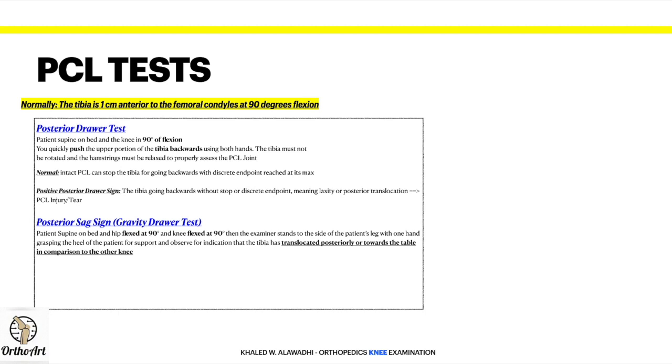Now, the posterior sag sign, or gravity drawer test, as another name for it: the patient is supine in bed and the hip is flexed at 90 degrees. The knee is flexed at 90 degrees, and the examiner stands at the side of the patient's leg, with one hand grasping the heel of the patient for support, and observes whether the tibia has translocated posteriorly, toward the table, in comparison to the other knee. So the PCL is this ligament shown with the arrow here.